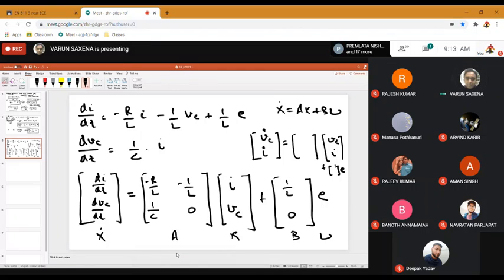But regardless of the manner in which you write it, once you actually find the solution, time variation of current or time variation of voltage, the answers are going to be the same. So there is no problem as such in representing it in any of these ways. Okay, so I think it's simple enough.